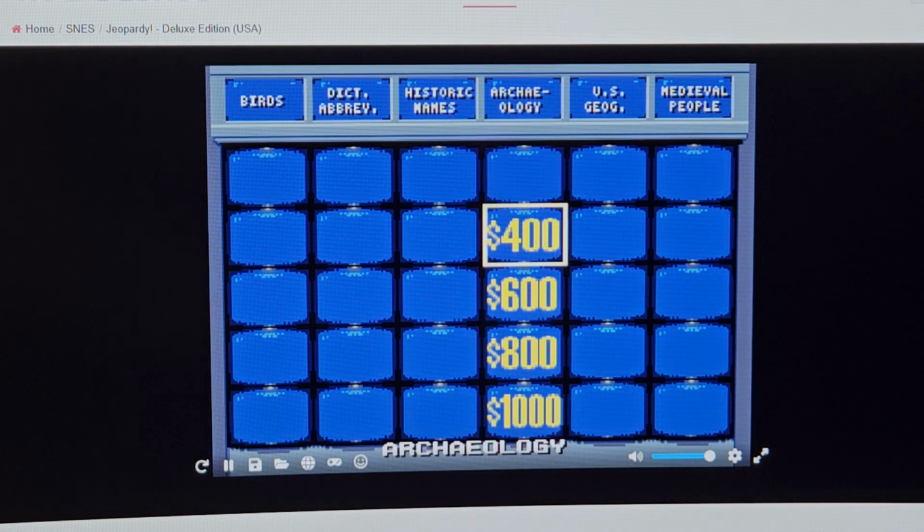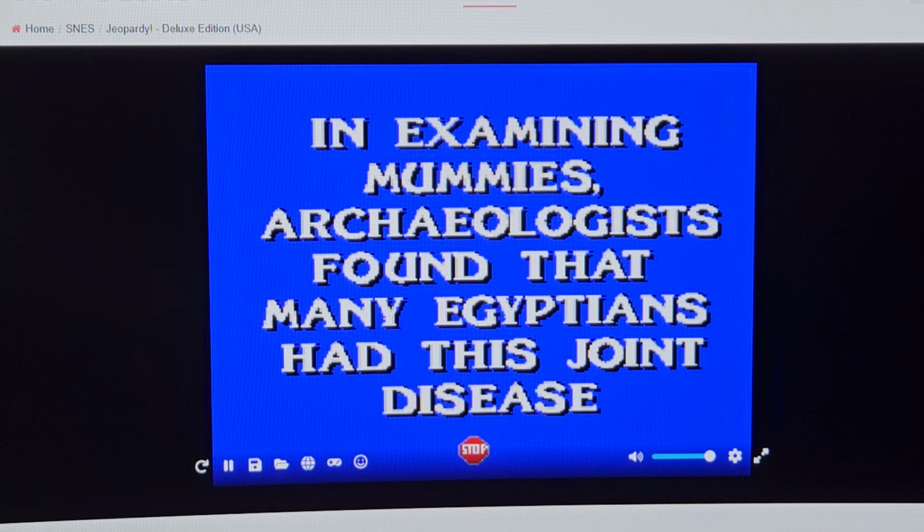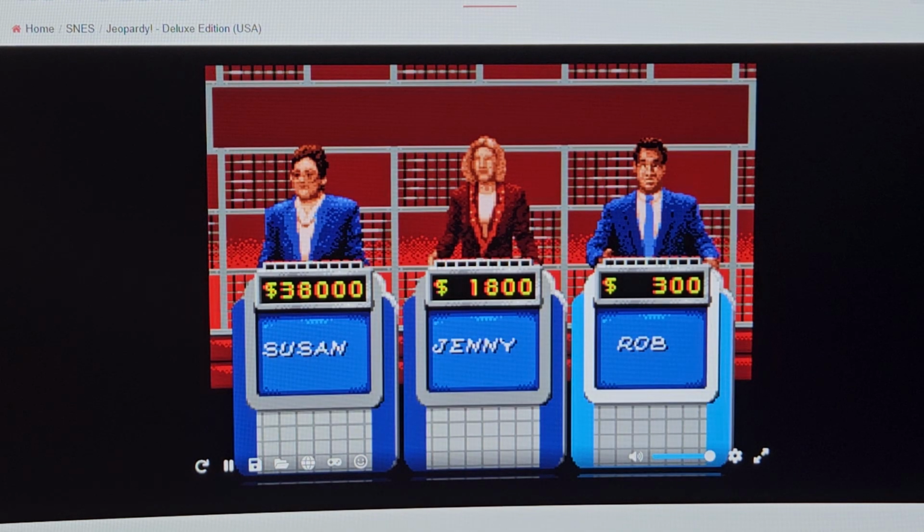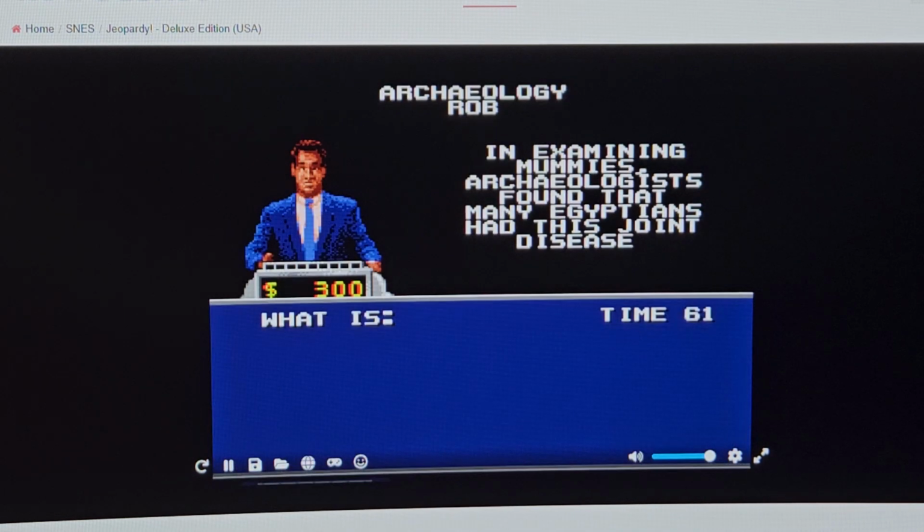Archaeology is the only category left. 400. The answer is: in examining mummies, archaeologists found that many Egyptians had this joint disease. Rob again? What is arthritis? Mm-hmm.